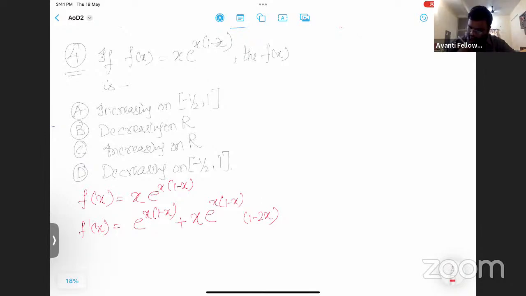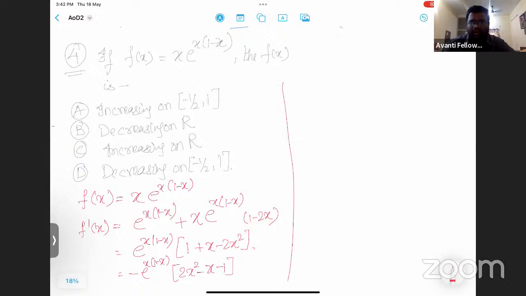Now we'll take e power x into 1 minus x common. In the bracket, we are left with 1 plus x minus 2x square. This is what we are left with, a quadratic. I'll take the minus also common so that the quadratic looks nice to us, because a negative first coefficient creates trouble, right? So I take the minus sign outside, and then we are left with 2x square minus x minus 1.